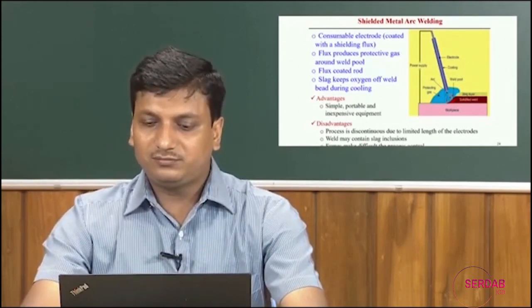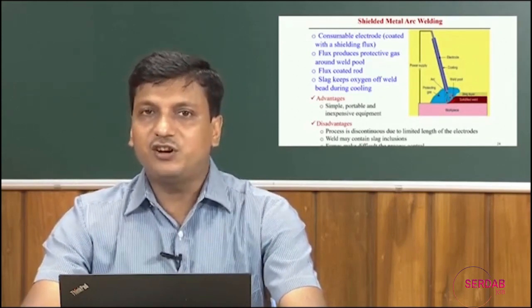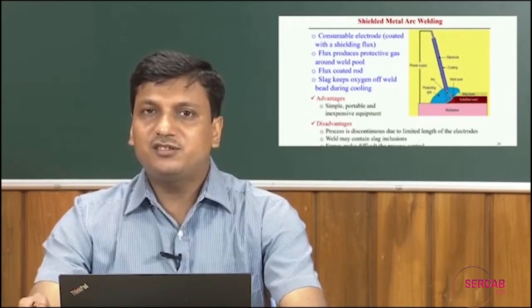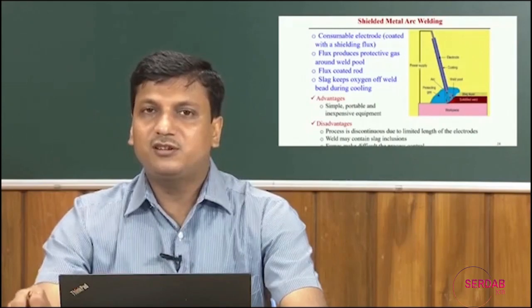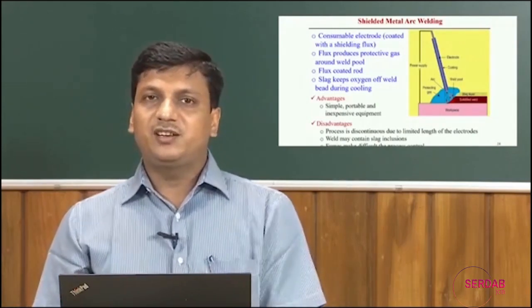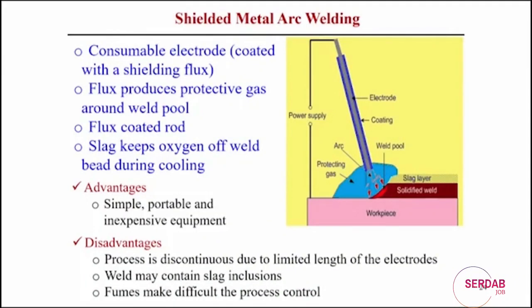But here the choice of electrode depends on the material we are trying to weld, because the electrode material is also an important factor. The choice can be made according to the metallurgical compatibility of the electrode material with the base material. Based on that, we can choose different types of electrode material.